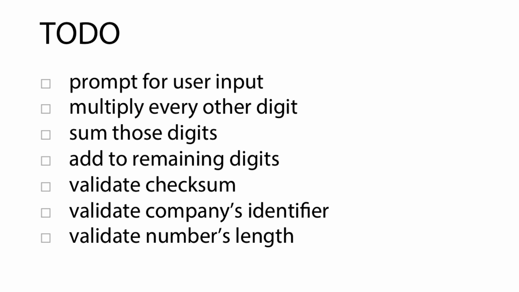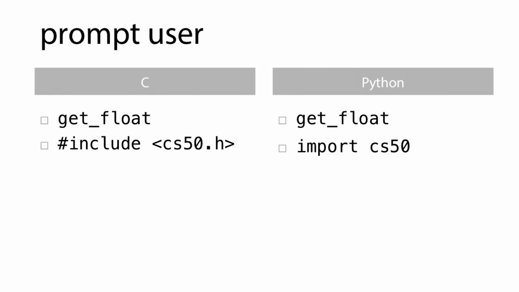Believe it or not, it's time to check your credit again. We're going to recreate the credit problem that we did in C, but this time in Python. Now, the method of checking the checksum won't change, so our to-dos also haven't changed. In order to prompt for user input, CS50 provided you with the GetFloat function found in the CS50 library.